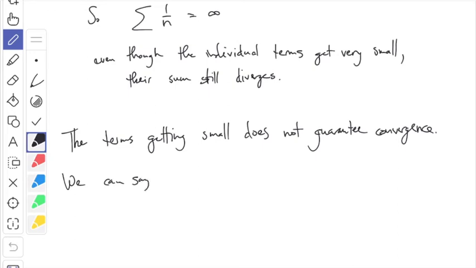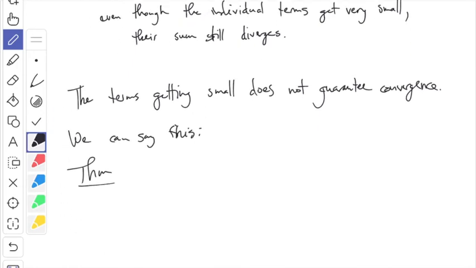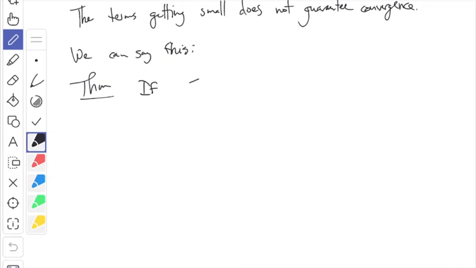We can say this, though. Here's a theorem about convergence and the smallness of terms. It says, if the series converges, then it is necessary that the limit as n goes to infinity of an must equal 0. If you know the series converges, then the limit of the individual terms must be 0. This is kind of the other way around. The harmonic series is one in which the limit is 0, but the series does not converge. This is the other way, though. If you already know the series converges, it means that the limit of the individual terms must be 0.